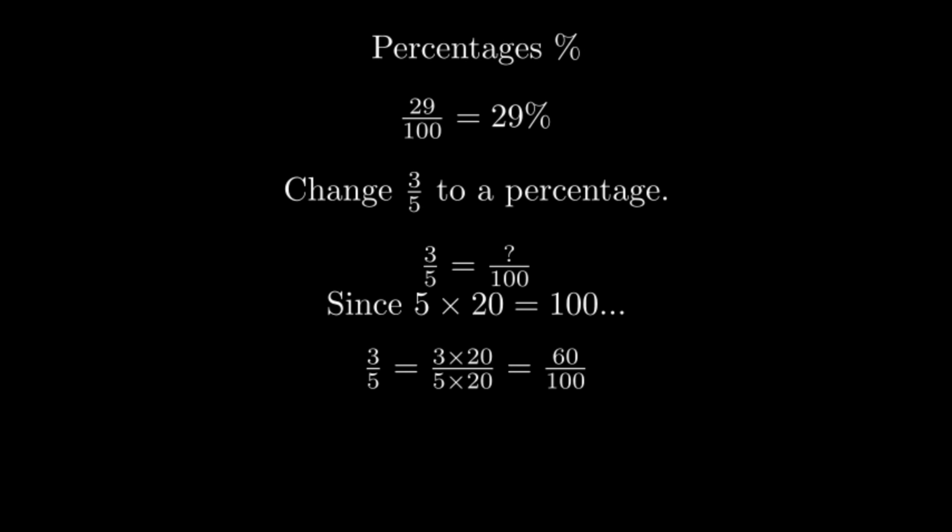3 times 20 is 60, so 3/5 is equivalent to 60 over 100. And now that we have a denominator of 100, we can write it as a percentage. 60 over 100 is simply 60%. So we have successfully converted a fraction to a percentage by creating an equivalent fraction.